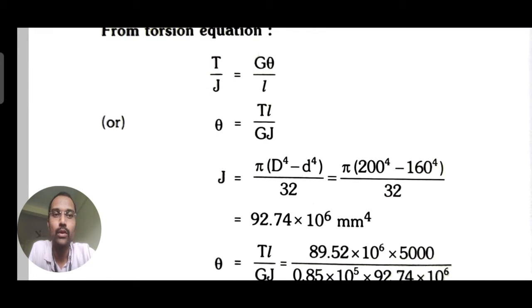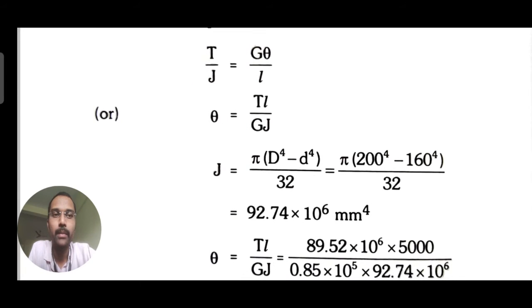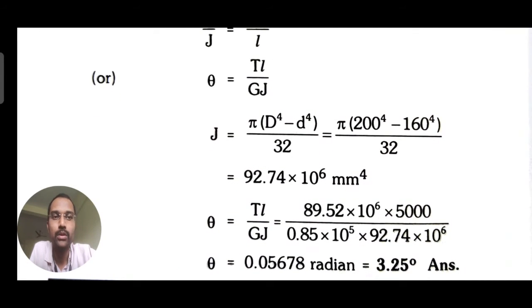So J is equal to pi into D to the power of 4 minus d to the power of 4 by 32. So finally you know the two diameters. This is the J value, polar moment of inertia for hollow shaft. Please try to remember, we have already discussed this formula. So pi into 200 to the power of 4 minus 160 to the power of 4 by 32. So J is 92.74 into 10 to the power of 6 mm to the power of 4. Finally you got the other value also, that is J.